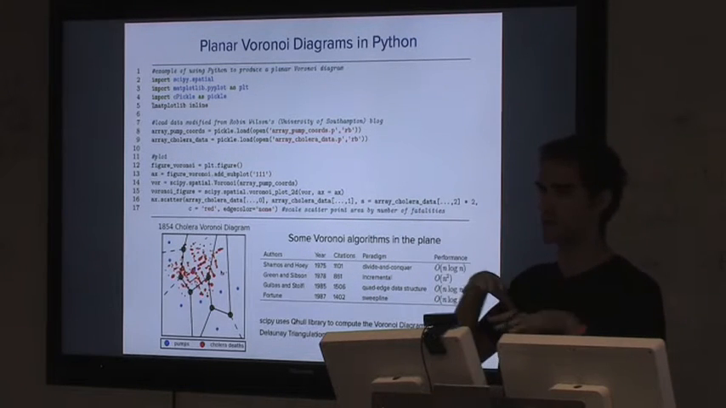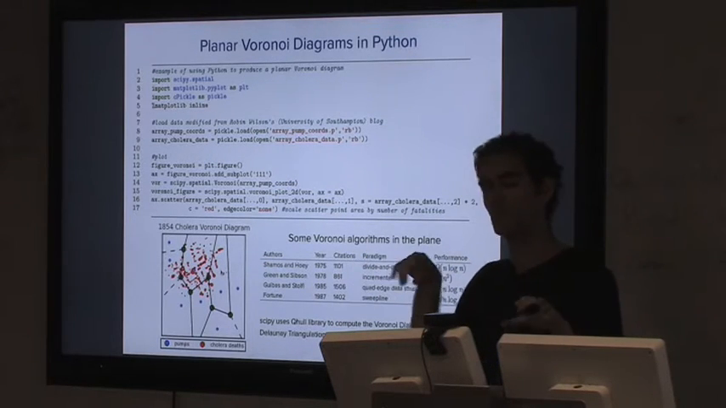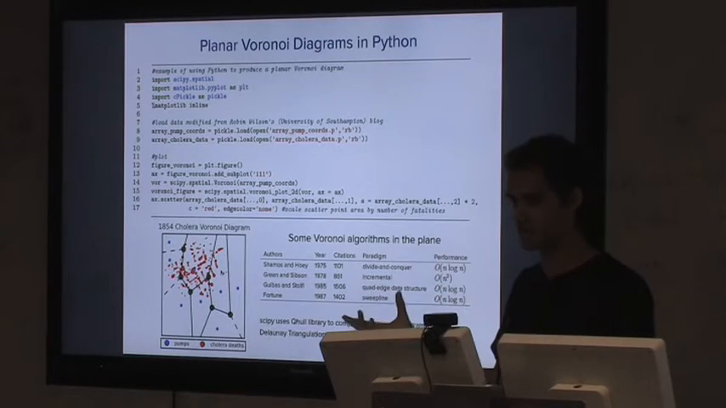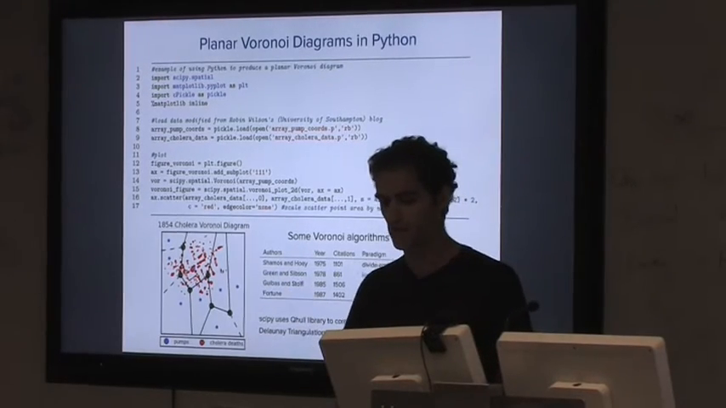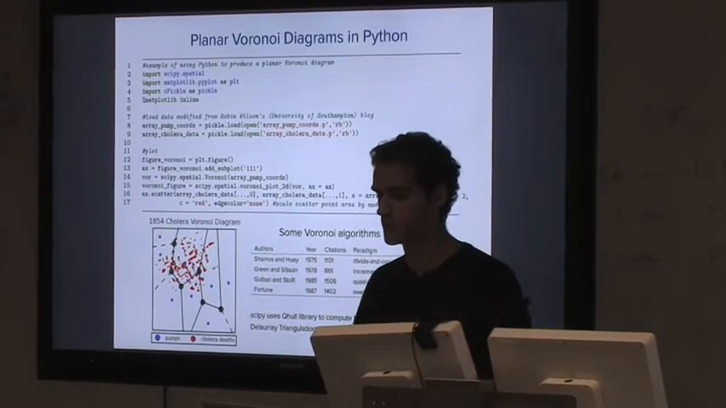You can also imagine things like looking at cell phone tower coverage, or in marketing if you want to know which stores are closest to where people are. There's all kinds of applications for Voronoi diagrams in the plane. And this is just one particularly compelling example because it involves public health on a large scale.